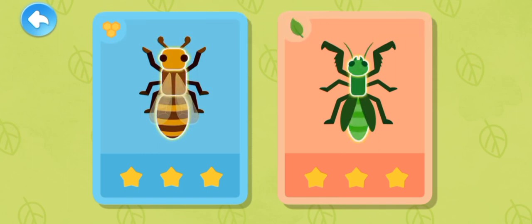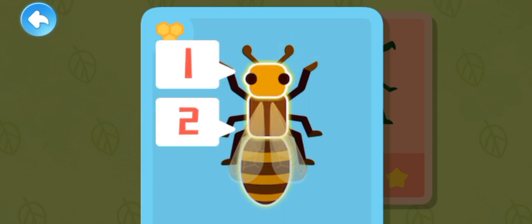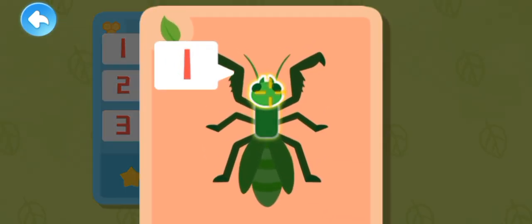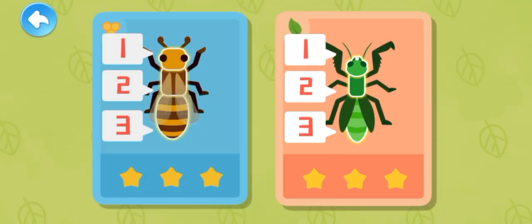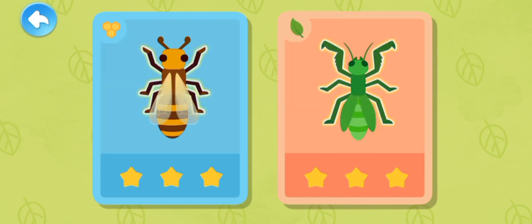Let's count how many parts their bodies are divided into. 1, 2, 3. 1, 2, 3. Their bodies are divided into head, thorax, abdomen. 3 parts. Let's count how many legs they have.